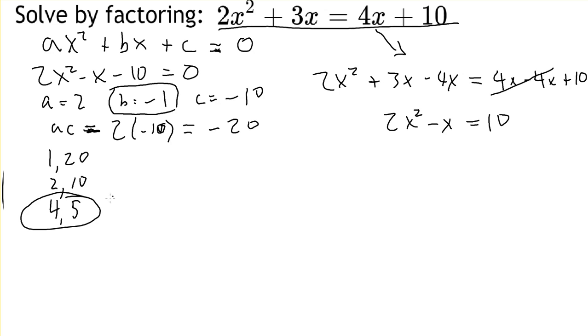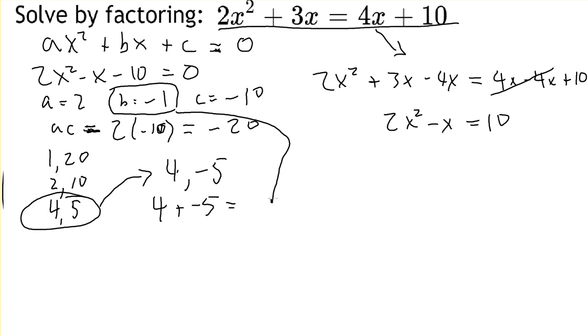So this is going to give me a positive 4 and a negative 5, right? Because 4 plus negative 5 is the b, which is negative 1. Okay? So now what I do is I take this quadratic expression, and I write it out in a special way.